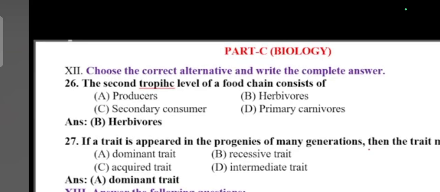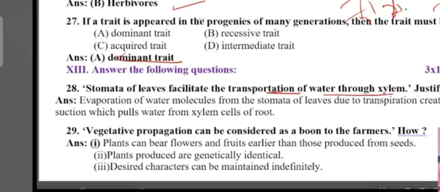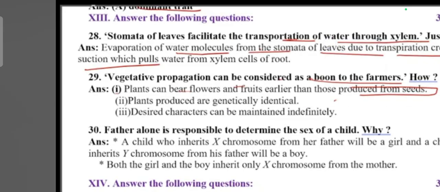If a trait appears in the progeny of many generations, then the trait is a dominant trait. Answer the following question for 1 mark. Stomata of the leaf facilitate the transportation of water through xylem. Justify. Vegetative propagation can be considered a boon to the farmer. How?